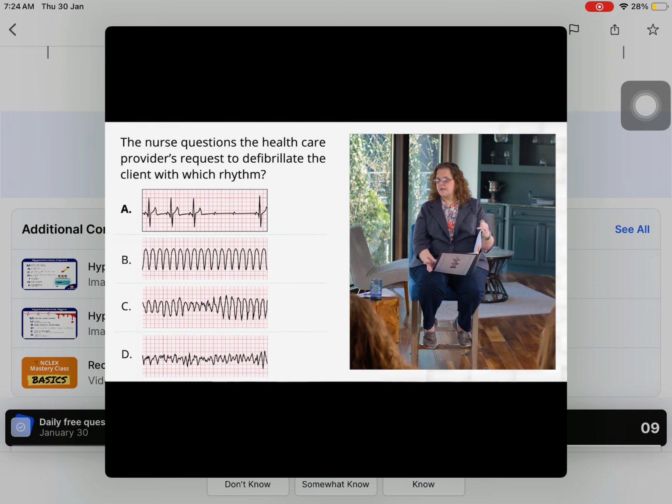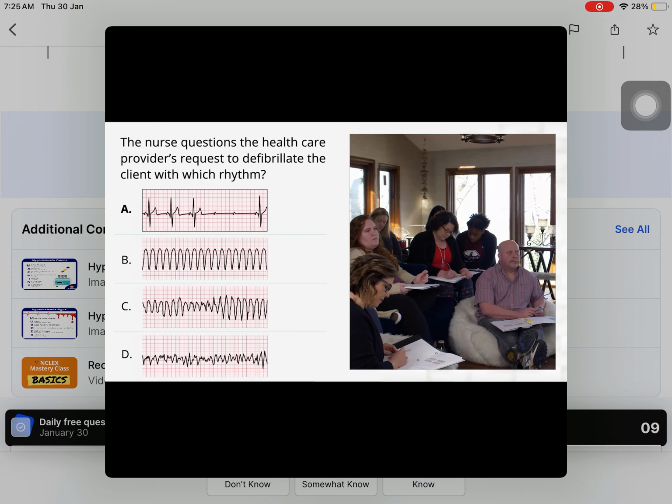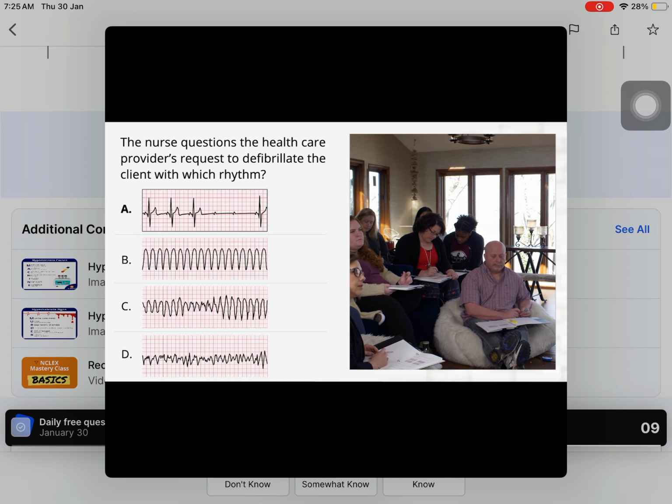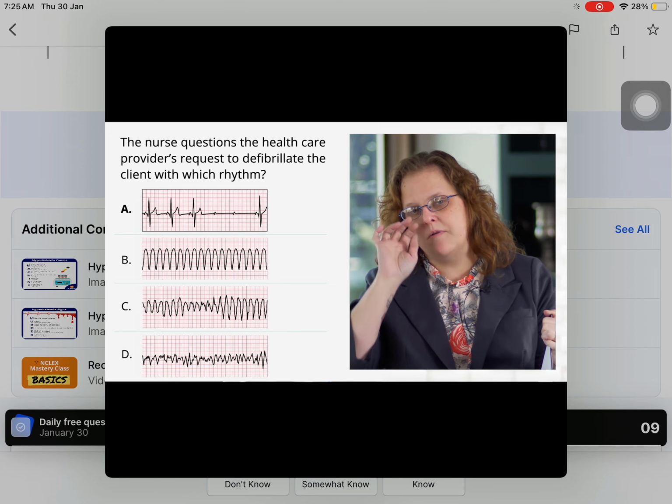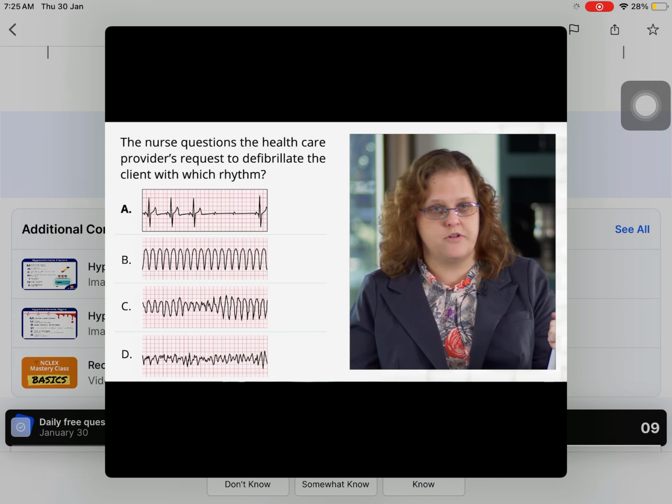And notice that it's not talking about pacing or any of those other kinds of interventions. It's actually talking about defibrillating somebody. So that's how that question might catch you if you're not sure of your rhythms. But anytime that you've got a good P, QRS, and T wave, you're not going to defibrillate that, though you might have to do some other intervention, and it might involve electricity.